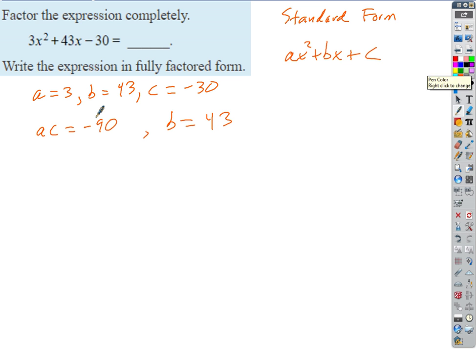So multiply, add. So what can you tell me about the two numbers if they exist? If they multiply to a negative, what can you tell me? Okay, they're opposite signs, right? They're opposite signs because they multiply to a negative, and the positive one must be bigger, right?